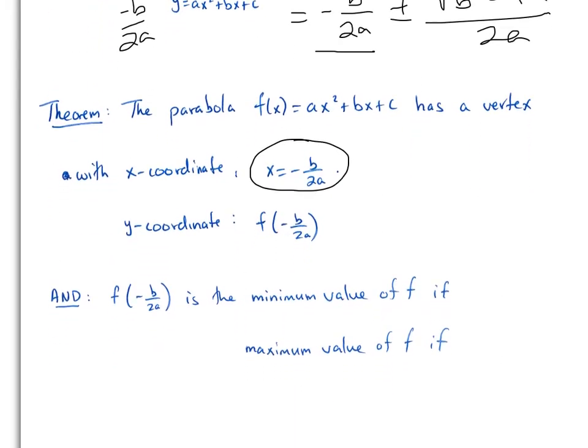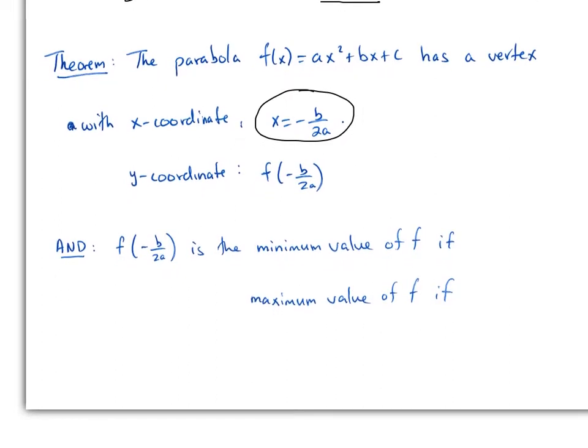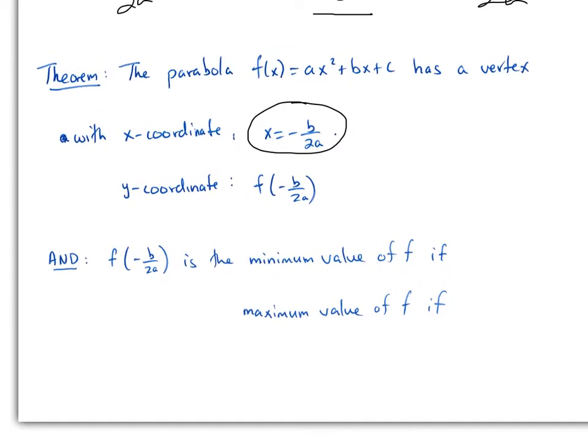And moreover, the y value we know is the minimum value, the smallest value of the function, if our parabola opens up. Think of the graph, it has a minimum value at that smallest place, and that occurs if a is positive. And it's the maximum value, the biggest y value, if the parabola opens down, or if a is negative. So let's see some examples.